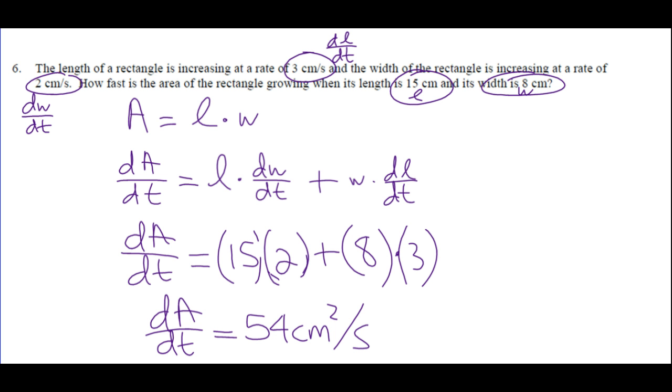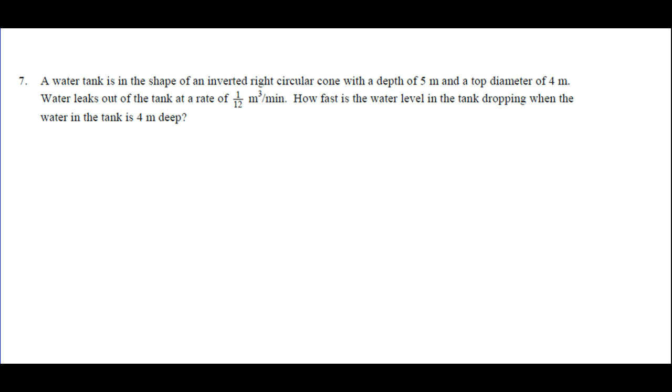Okay, now we get into the more exciting ones. A water tank is in the shape of an inverted right circular cone, right? Just think of an ice cream cone. That's an inverted right circular cone. With a depth of 5 meters and a top diameter of 4 meters, water leaks out of the tank at a rate of 1/12 of a cubic meter per minute. How fast is the water level in the tank dropping when the water in the tank is 4 meters deep?